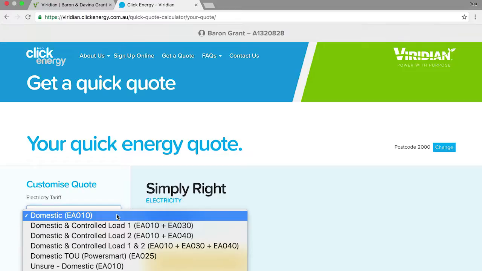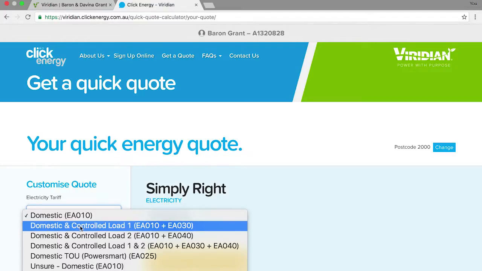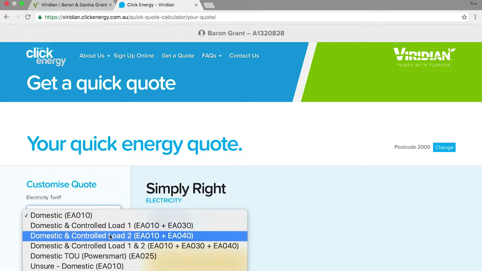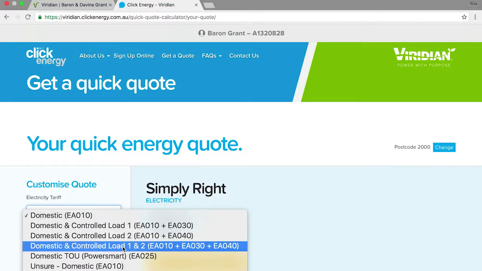Now, New South Wales is based a lot more around the controlled load circuit. So as we can see here, domestic is another way of saying peak only. If a customer only has one flat rate in New South Wales, they would be on a domestic only meter. Of course, the customer may have domestic plus controlled load 1, or they may have domestic and control load 2. Same as in Victoria, they are controlled loads, but there's actually 2 options available in New South Wales. Or of course, they could have controlled load 1 and 2.